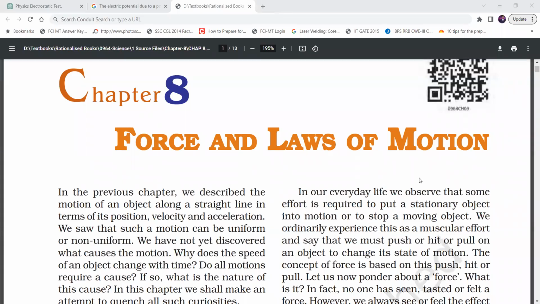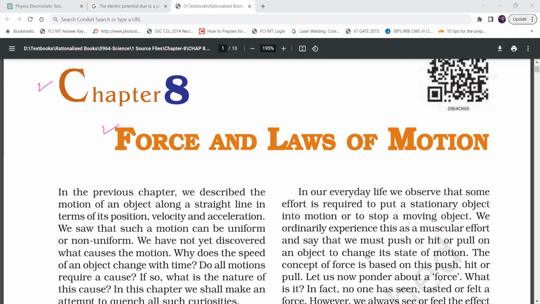Good students, so today I am here to inform you how I make my notes. You can make notes like this if you like this style of making notes. For example, this is chapter 8 from class ninth, Force and Laws of Motion.